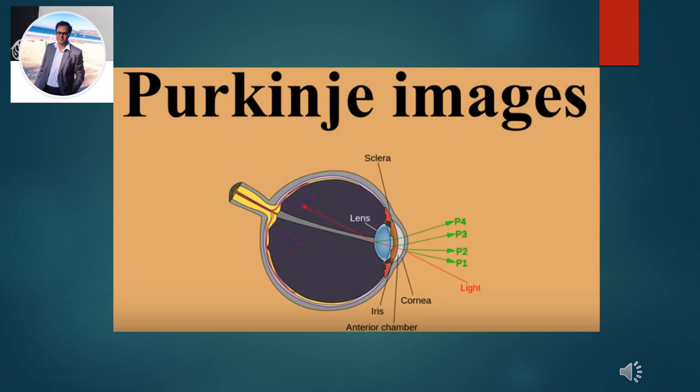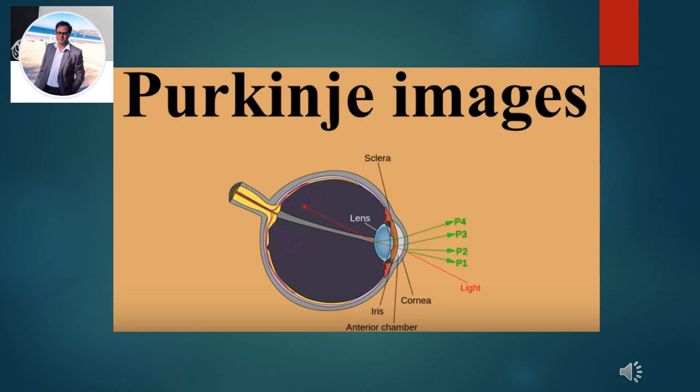Now, to start with, we know about the Purkinje's reflex, right? The Purkinje's reflexes are basically the reflections that come from each of the media in the eye. The first Purkinje's reflex is from the anterior cornea. The second is not clinically seen, and is from the posterior side of the cornea. The third Purkinje's reflex is from the anterior surface of the lens. And the fourth Purkinje's reflex is from the posterior surface of the lens.